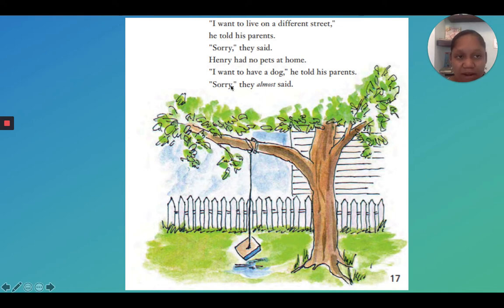Well, his parents said he couldn't have a brother or sister, and they couldn't move. And I think Henry's pretty lonely. It's just him and his mom and dad. So I think he wanted to have more company, and I think that's why he wanted to have a dog. And good thing his parents agreed, right? All right, let's continue.